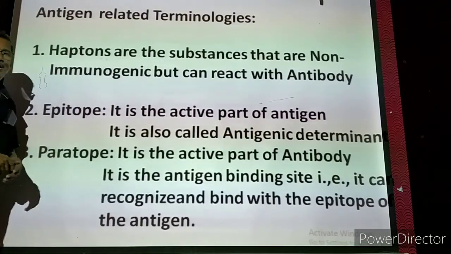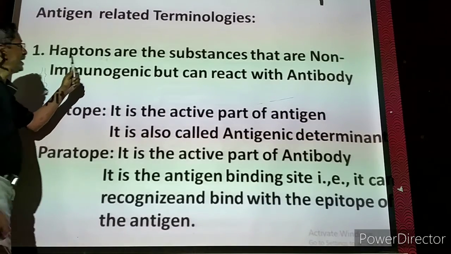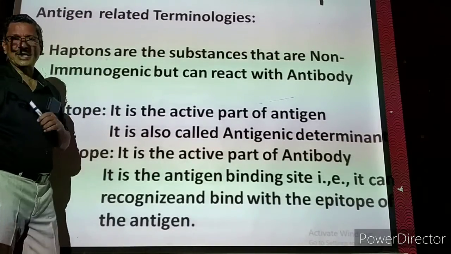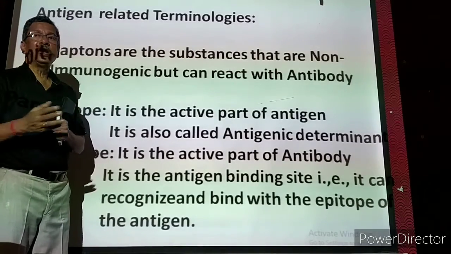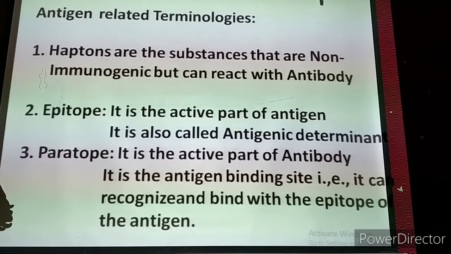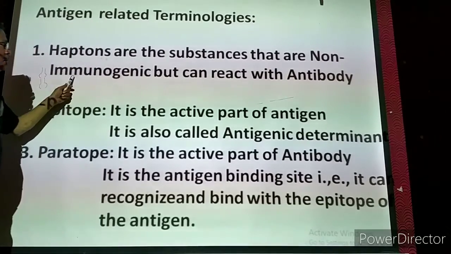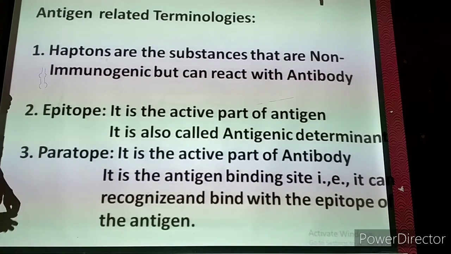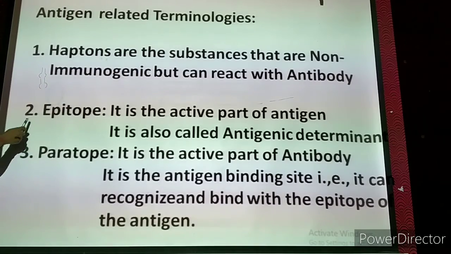What is the meaning of it? It is not inducing the immune system, but can react with antibody. Say that is the haptens of the chemicals, foreign substances. They are entering into the body. They can react with already present antibody, which is already secreted for some other purpose. With that antibody they can react, but it will never stimulate our immune system to produce new antibody. So they can react with the already existing antibody.